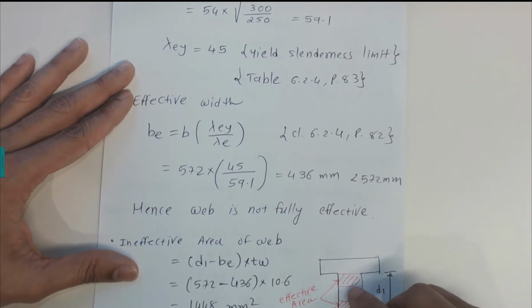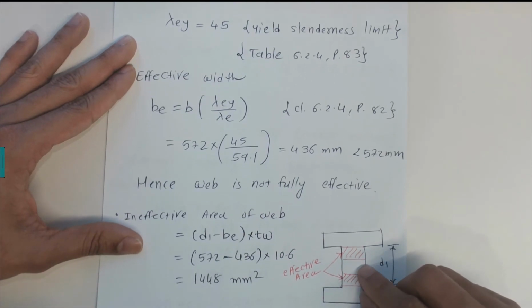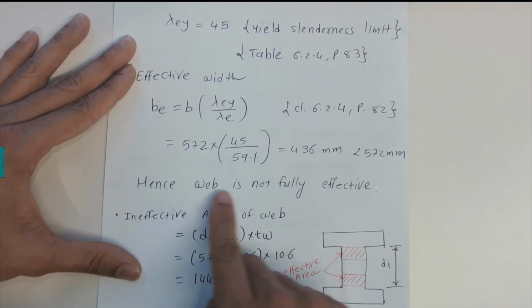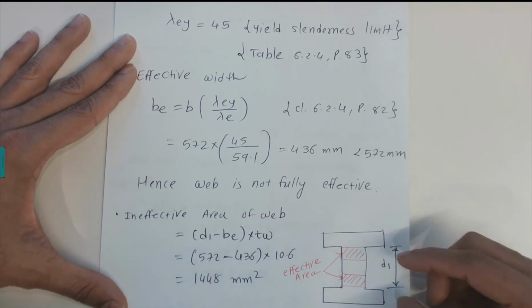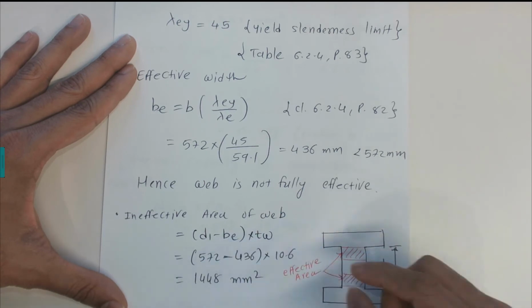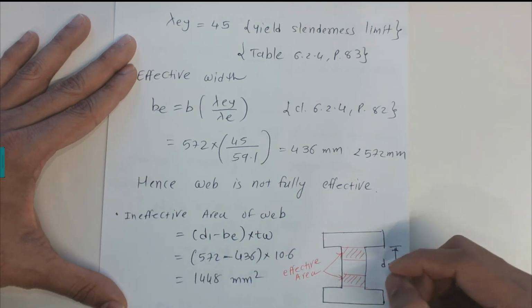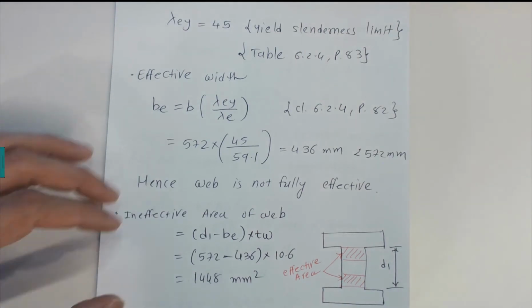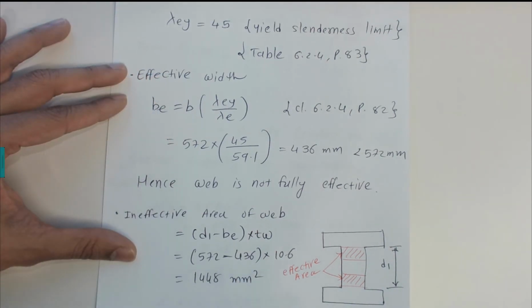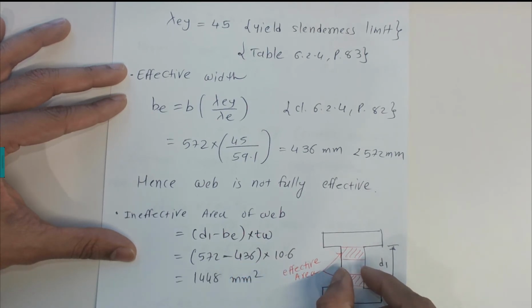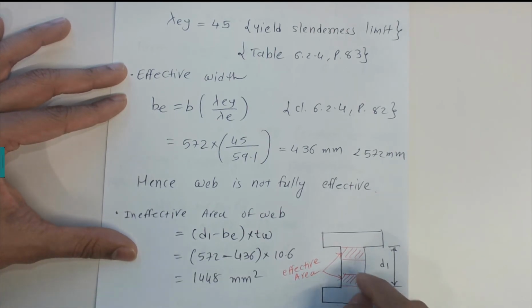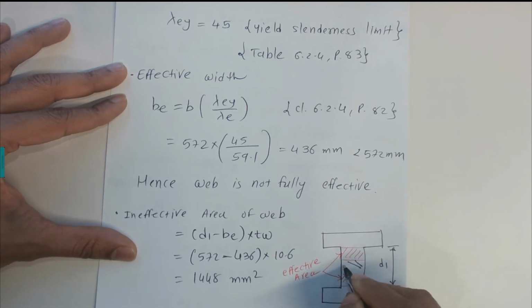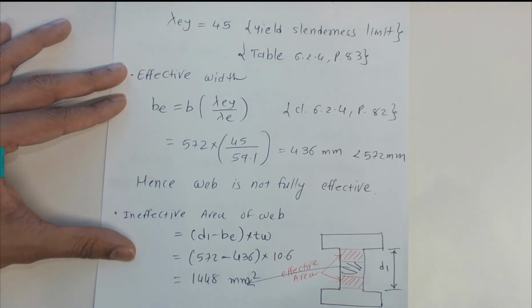For example, we have this ineffective region, and in the ineffective region, buckling happens. So the web is not fully effective, and we need to find the ineffective area of the web. D1, which is 572, take away this effective width, 436. So this is the ineffective width. Times 10.6, the thickness of the web, gives us the ineffective area, 1448 millimeter square.